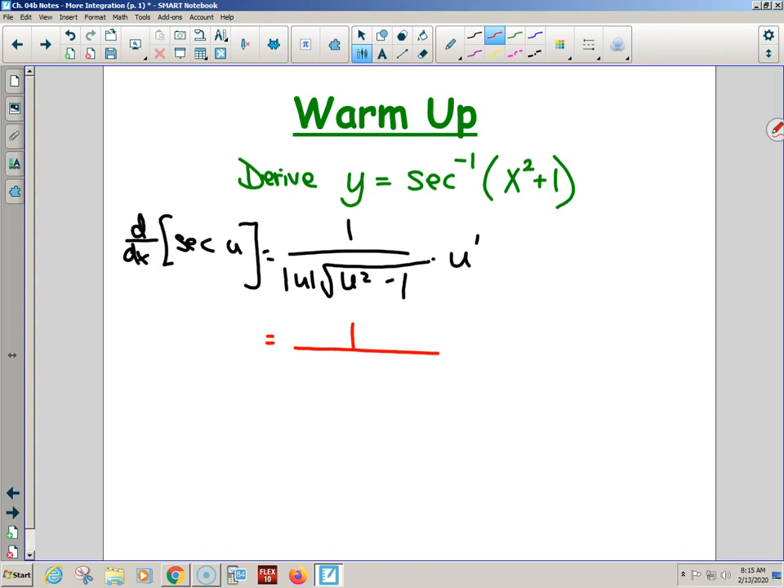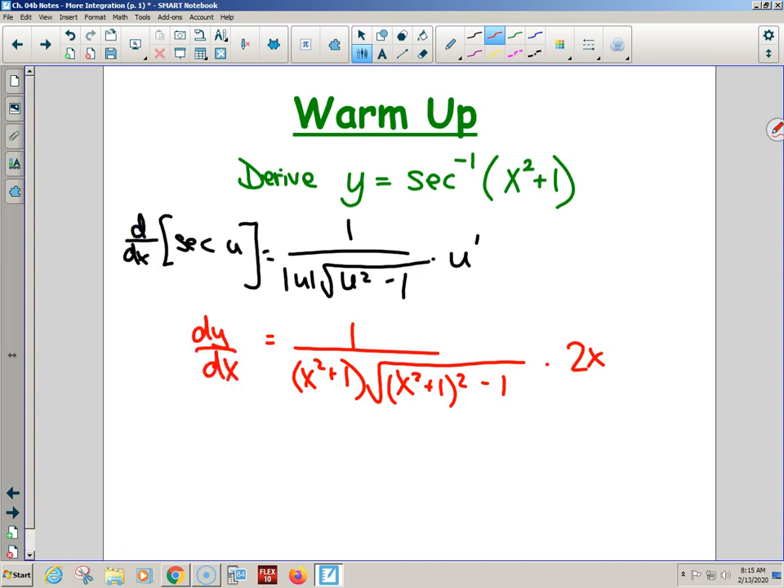Why am I not going to put absolute value bars when I go to write x squared plus 1? Because they'll always be positive. But why do I have to put parentheses? Yeah, I need it to be clear. And I have the square root of u squared. That's x squared plus 1 squared, right? Minus 1 times u prime, which is 2x. That's technically dy dx. Did I want you to stop there?